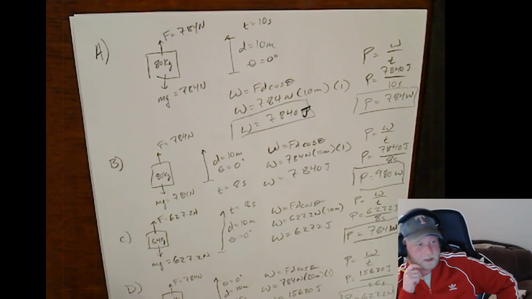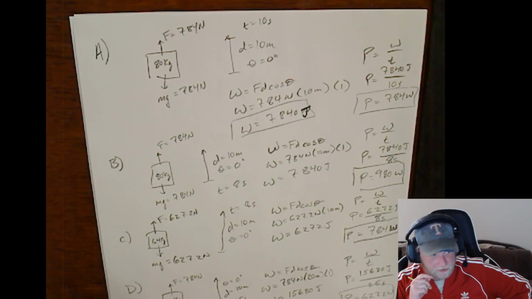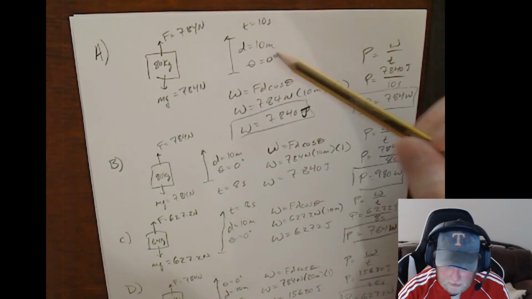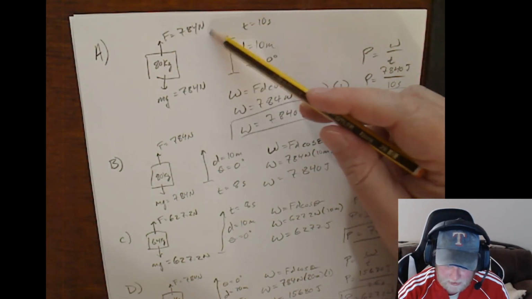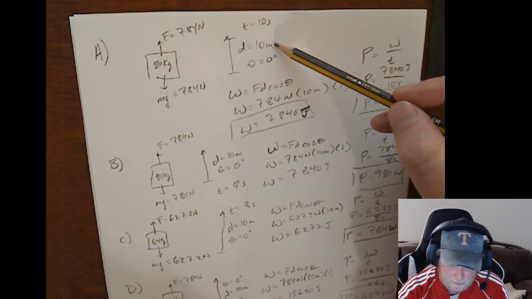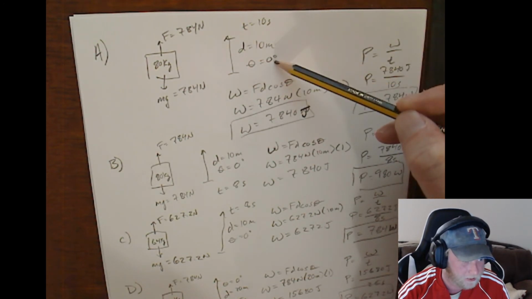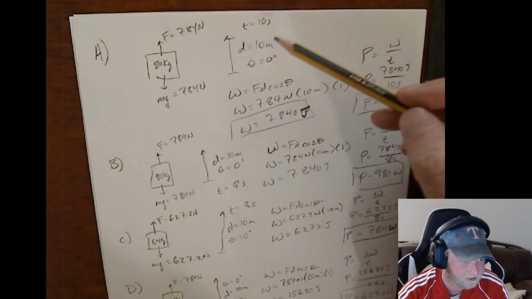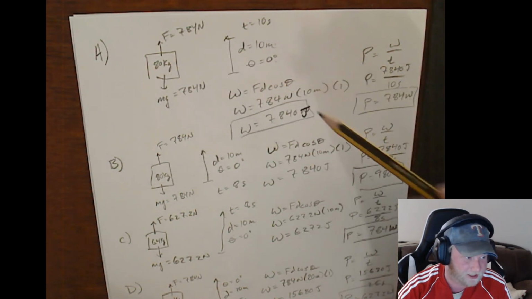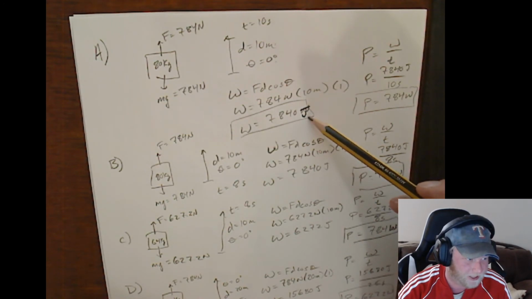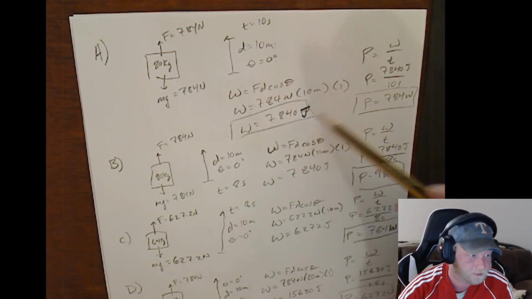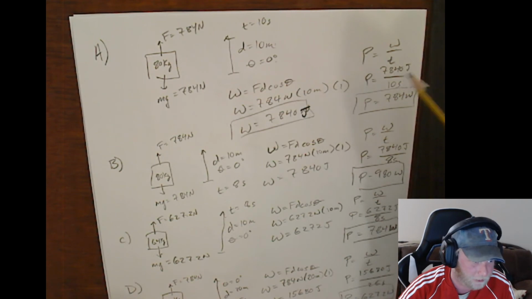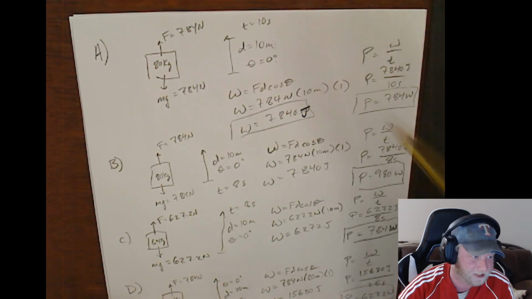All right, so let's go ahead and look at that. So in scenario A, we already kind of talked about it just a second ago. Right, you've got a force of 784 newtons acting over a displacement of 10 meters. The angle of difference between your displacement vector and your force vector is 0, and it occurs over 10 seconds. So you can calculate your work out to 7,840 joules. Work over time is power, right? So you take your work, divide by 10 seconds, and you get a power output of 784 watts.